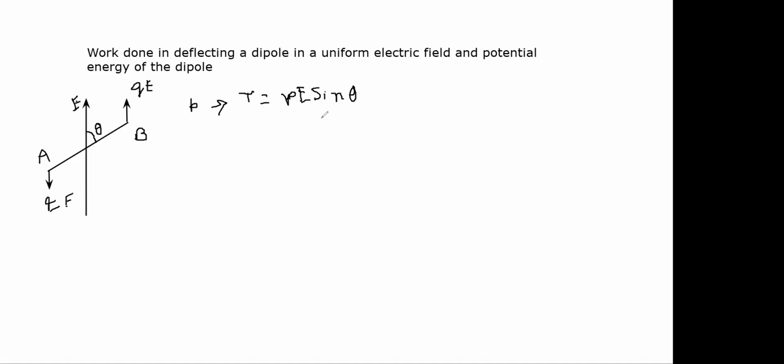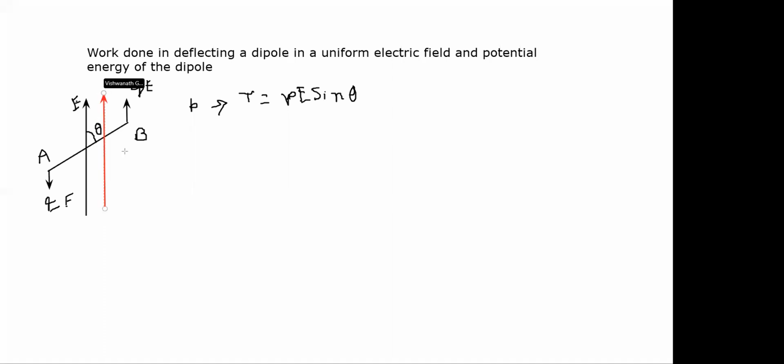Now the torque on the dipole will try to bring this dipole along the direction of the electric field. Understood? So when theta becomes 0, the dipole is in the same direction as the electric field. For example, if I draw, it will look like this, with the dipole also in this direction.